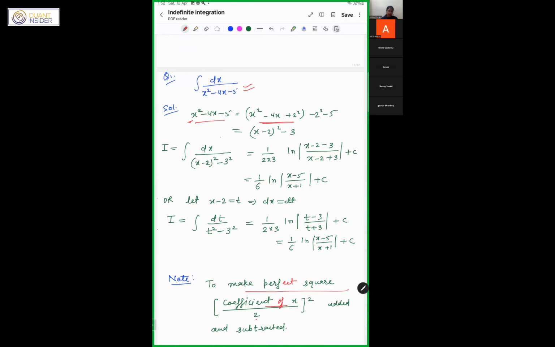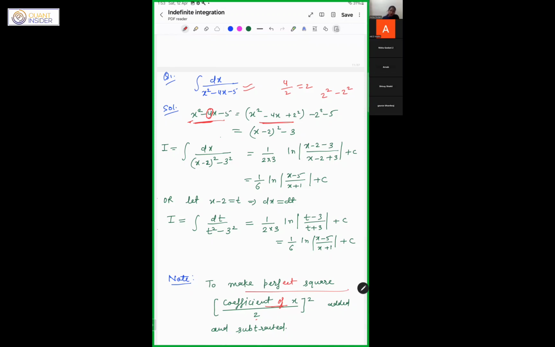in this? x square minus 4x, here the coefficient of x square is 1 and the coefficient of x is 4. You can ignore the negative sign because we have to add a square. So the coefficient of x is 4, and 4 by 2 is 2. So what will you do? You will add 2 square and subtract 2 square.